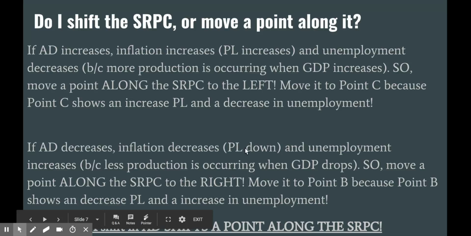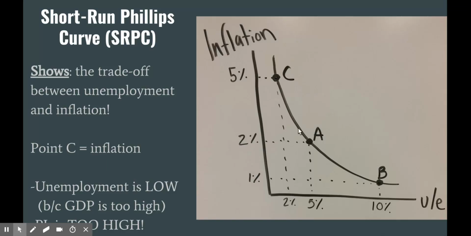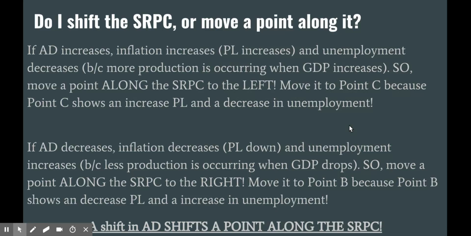Same thing down here. If AD decreases, here's the effect on inflation and unemployment. If price level goes down, inflation goes down, and unemployment goes up, we can see that on this curve without actually shifting the curve. Going from A to B would show us dipping into a recession. So again, down here at the bottom, it says a shift in AD will actually move a point along the short run Phillips curve.